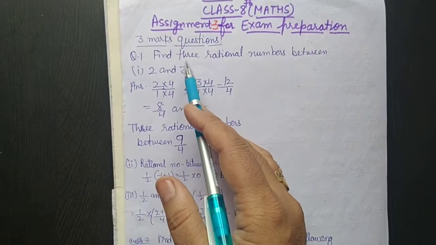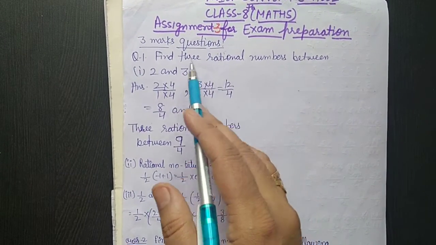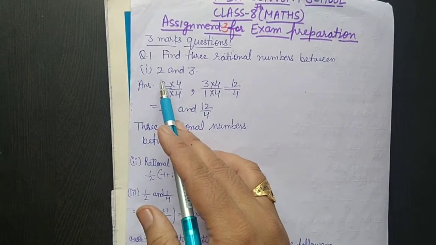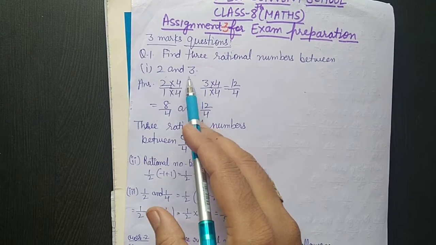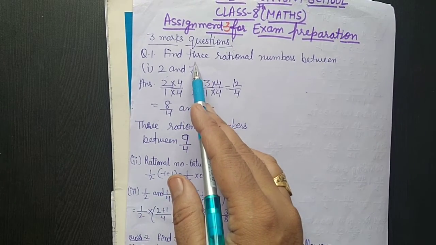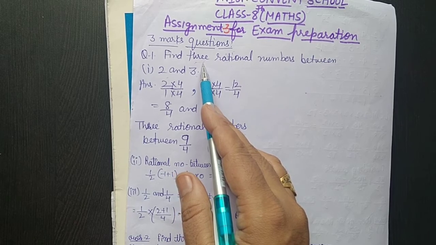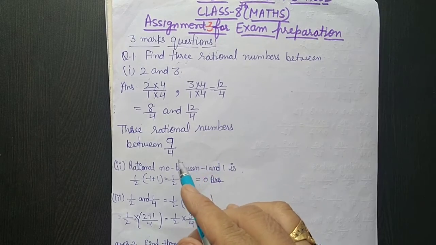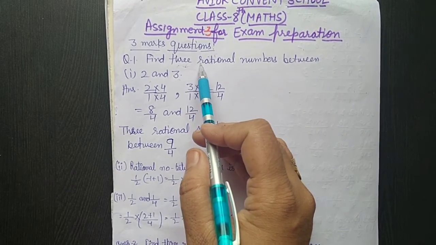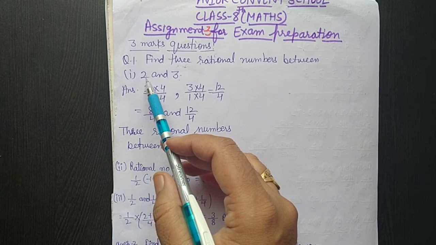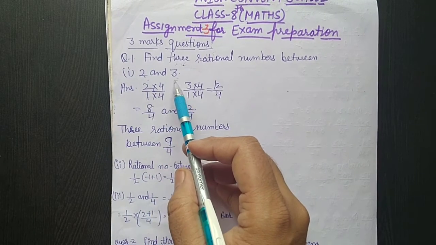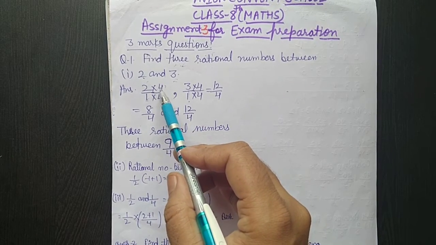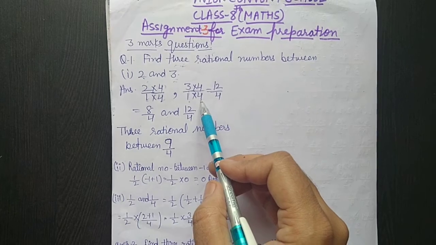Here the first type is 3 marks questions. So question number 1 is find the 3 rational numbers between, first part, 2 and 3. So here we have to find 3 numbers, and I already told you how to do this. So we will take one extra. So 3 plus 1 is 4. So here 2 we can write 2 upon 1 and 3 we can write 3 upon 1.